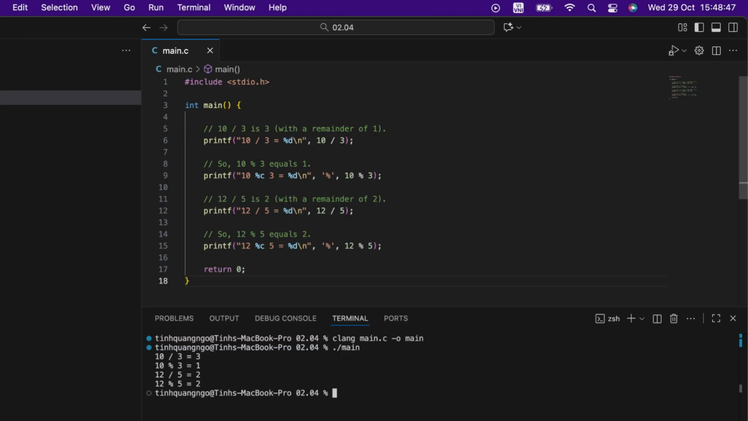10 divided by 3 is 3, with a remainder of 1. So, 10 mod 3 equals 1. 12 divided by 5 is 2, with a remainder of 2. So, 12 mod 5 equals 2.